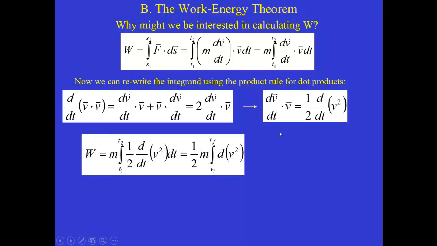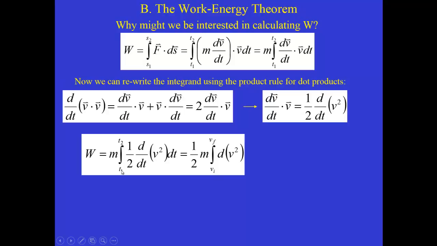So substituting that into our original expression for the work from the top line, we get the mass times the integral from one time to another of half d by dt of v squared dt. And what you see now is that these dt's cancel out, leaving us with an expression where we've basically changed the variable from time to velocity. So we end up with d of v squared as the integrand, and because of that, now the limits have to be the limits on the velocity.